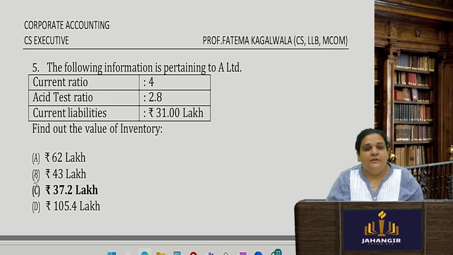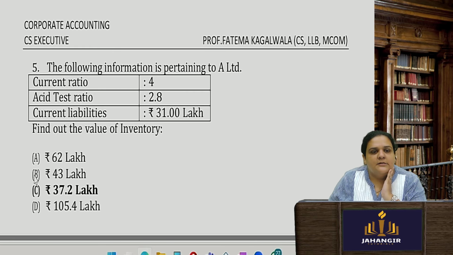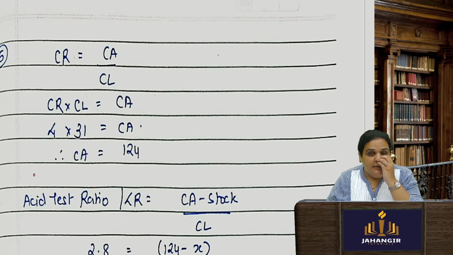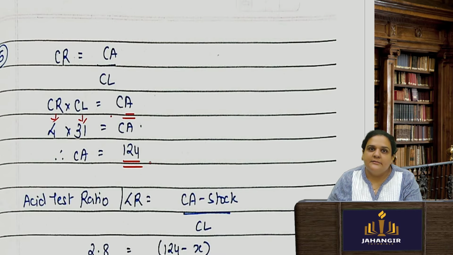Next, from the following information pertaining to A, current ratio 4, acid test ratio 2.8, current liabilities 31 lakh. Find out the value of inventory stock. Okay. So current ratio is nothing but current assets upon current liabilities. So current ratio into current liabilities is current assets. Current liabilities they have given me, current ratio also they have given me. Therefore, current assets is 124 lakhs.